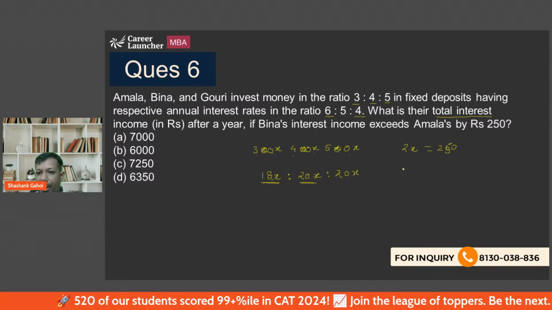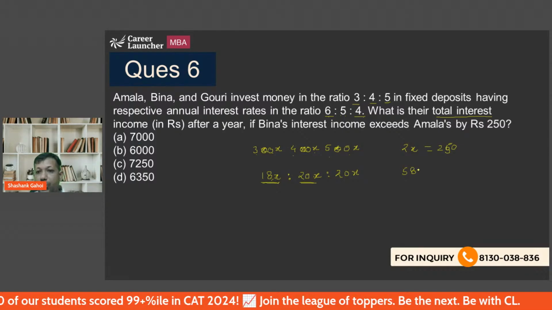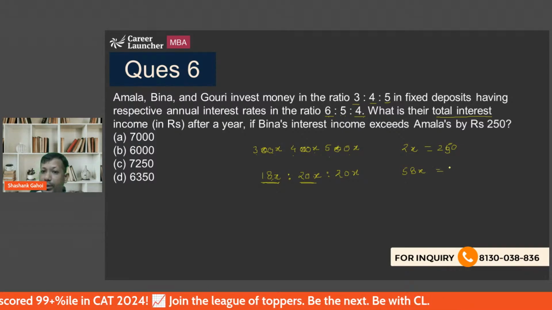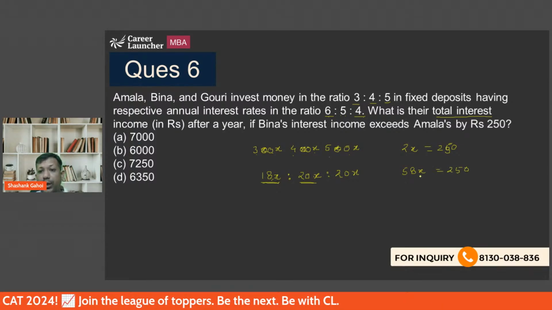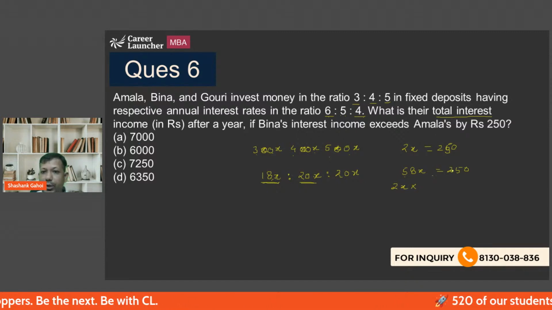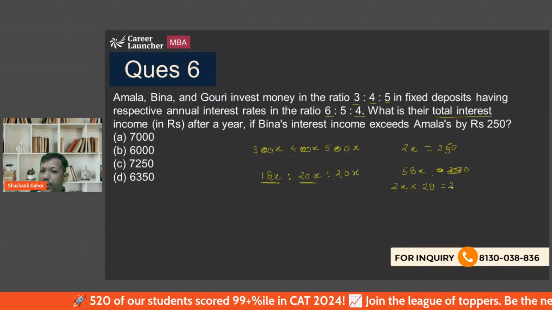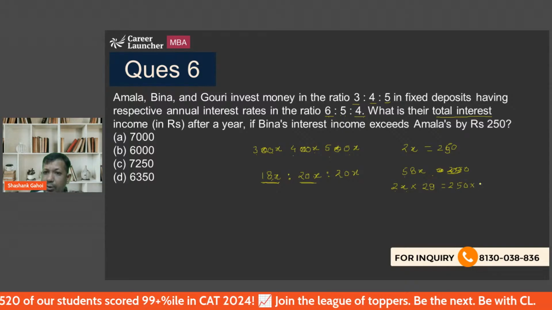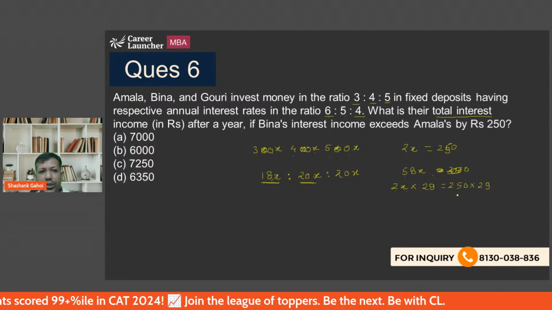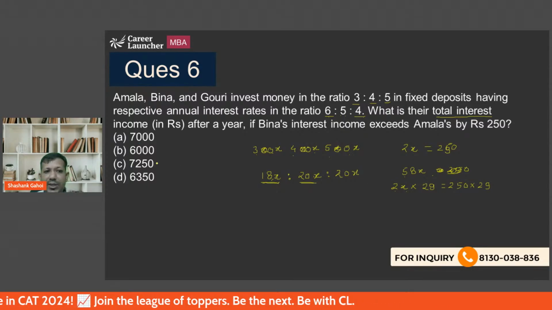That's going to be 58x. So 2x is equal to 250. So 58x means 2x into 29. Sorry, I need to calculate 58x, and 58x can be said as 2x into 29. So that's equal to 250 into 29. So this value comes out to be 7250.